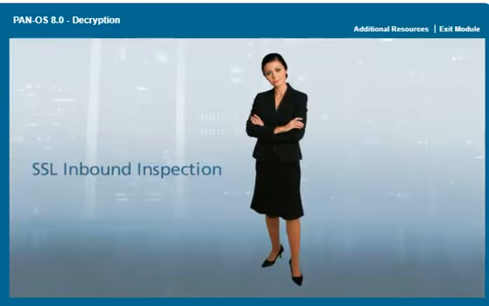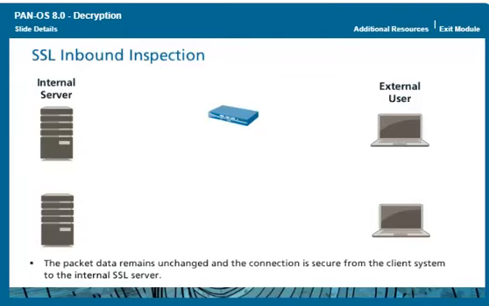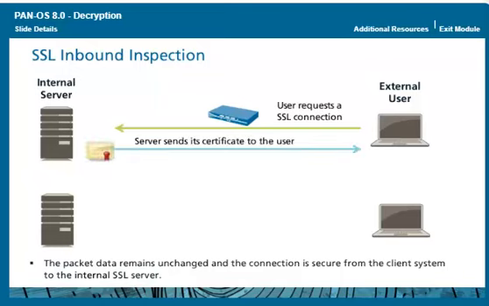SSL Inbound Inspection. The Palo Alto Networks firewall can inspect inbound SSL traffic for potential threats from external hosts to internal SSL servers. After the inbound traffic has been decrypted and the underlying application and data are exposed, the session can be controlled by security policy rules and security profiles.